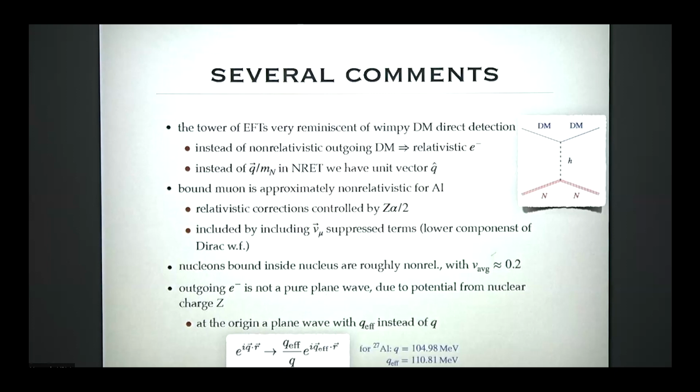However, of course, it's bound instead of a free dark matter hitting a nucleus. So you need to take this into account. There will also be v_mu suppressed terms. This will be encoded as lower components of this Dirac wave function. This was all done by Wick and company. The nucleons are bound inside the nucleus. That's the same as for dark matter. Now still we have regular nuclei. These are non-relativistic, with kind of 0.2 velocity.